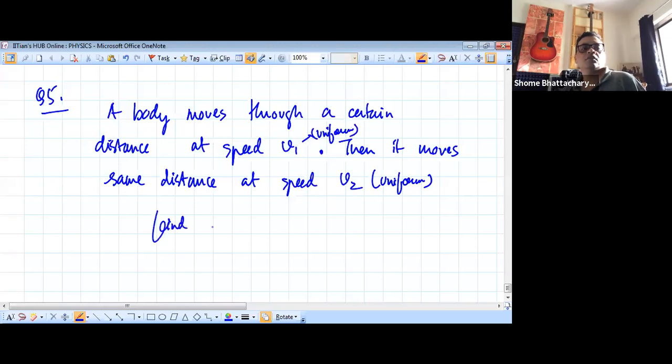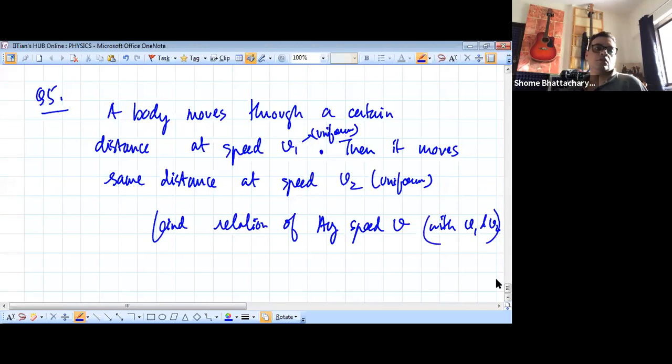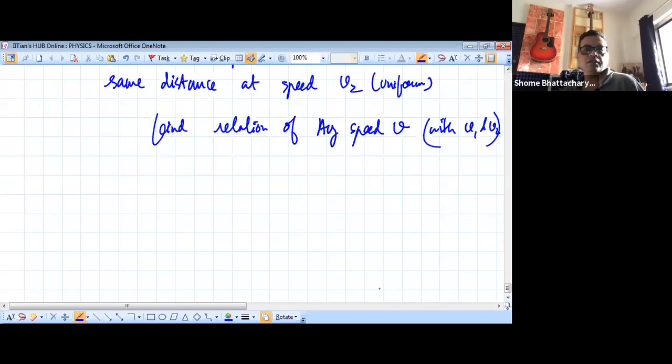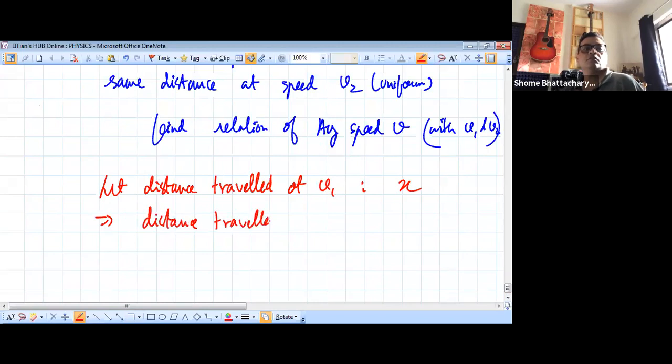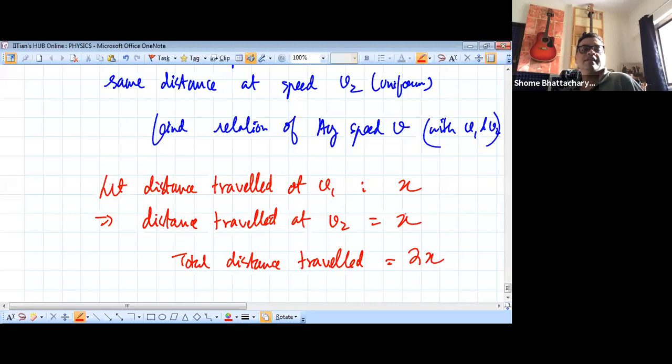So we have to find the relation of average speed v with v1 and v2, and mark the options. Again here, let us assume that the total distance traveled is x. Let the distance traveled at speed v1 be x. Therefore, the distance traveled at v2 will also be x. So the total distance traveled will be equal to 2x, because he's traveling x at v1 and x at v2.